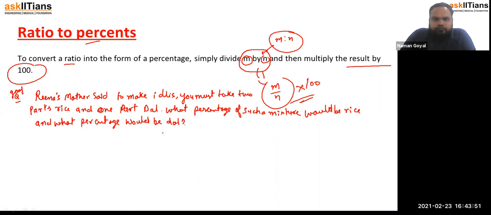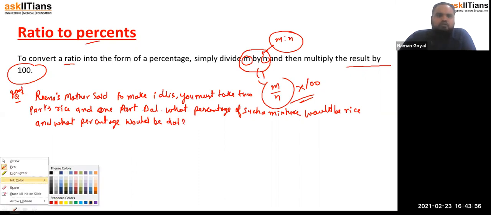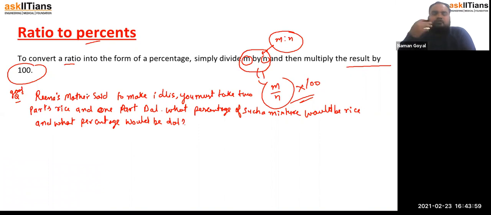So in this question, it is given that Reena wants to make idlis. Reena's mother said you must take 2 parts of rice and 1 part of dal. Now the question is asking what percent of such a mixture would be rice, that is, how much percent is rice, and how much percent is dal. So how many total parts are there? 2 plus 1. 2 parts for rice and 1 part for dal, so the total is 3 parts, isn't it?